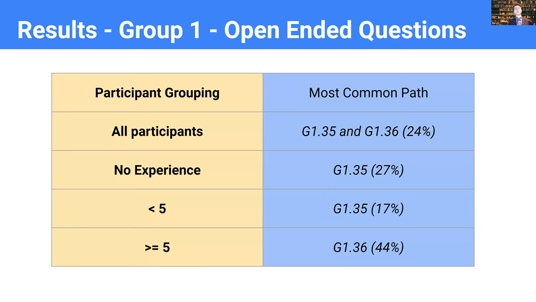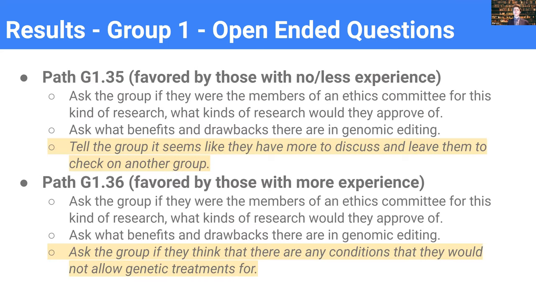I'm also going to be showing for each of the groups the most common paths that people went on. Path 35 and path 36 were the most common here. But for those with more than 5 years of teaching experience, 36 was the most common. So what is the difference between these two paths? These are the same except for the last final dialogue choice.